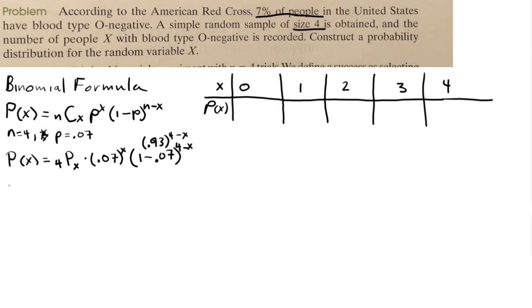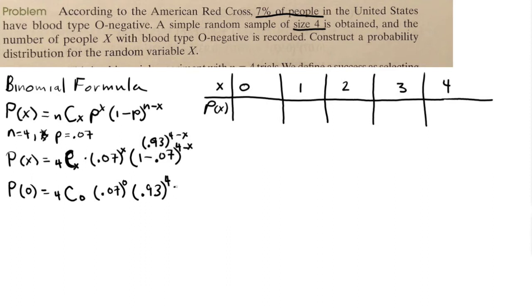So let's start looking at these. P of 0, what is that going to be? That's going to be 4, and I said P here, and I meant C. Why did I say P there? Because I do things like that. C, 0, 0.07 to the 0 times 0.93 to the 4 minus 0.